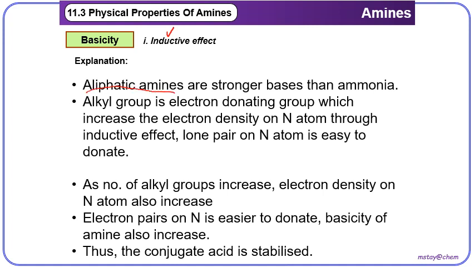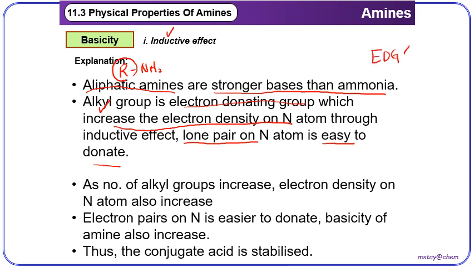Aliphatic amine is basically a stronger base than ammonia because aliphatic amine consists of the alkyl group. The alkyl group, like we mentioned before, is an electron donating group which will increase the electron density on the nitrogen. Since the electron density at the nitrogen is increasing, the lone pair electron will be easier to donate. So from this statement, we can conclude that EDG increases basicity.